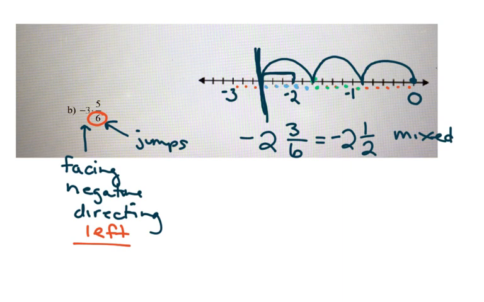If we want to count all of the sixths, we have 1, 2, 3, 4, 5, 6, 7, 8, 9, 10, 11, 12, 13, 14, 15. We have 15 sixths to the left. And that is our improper solution.